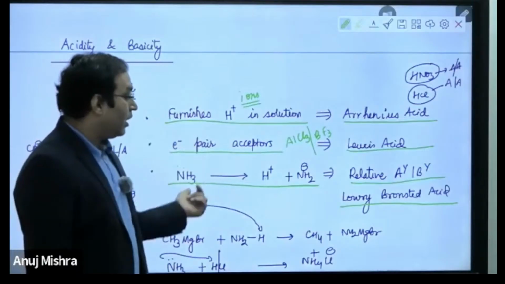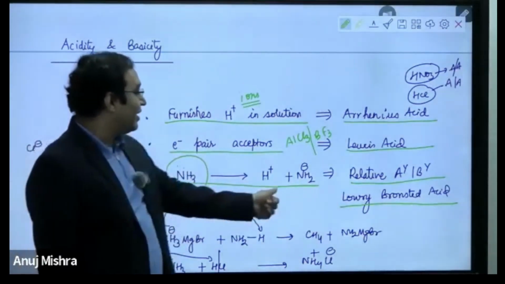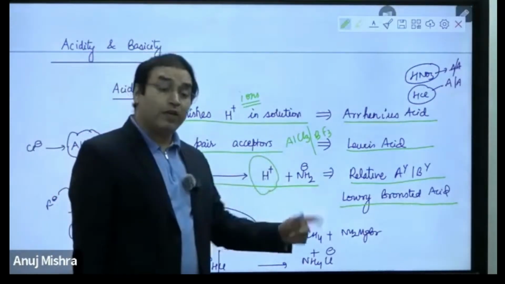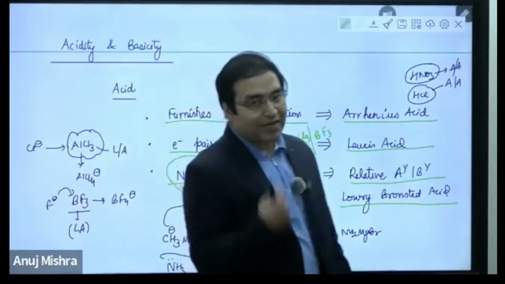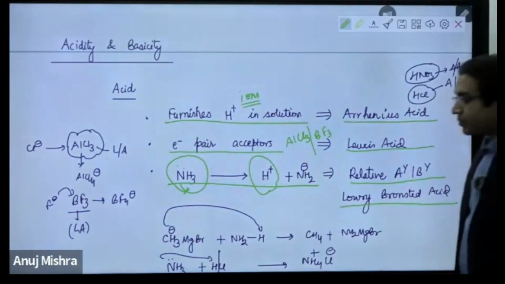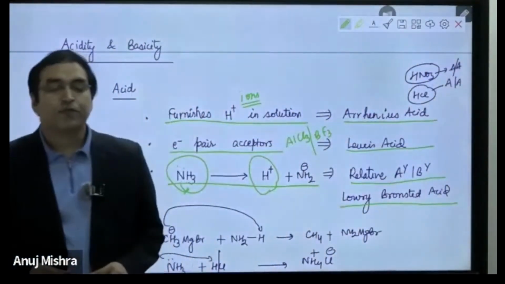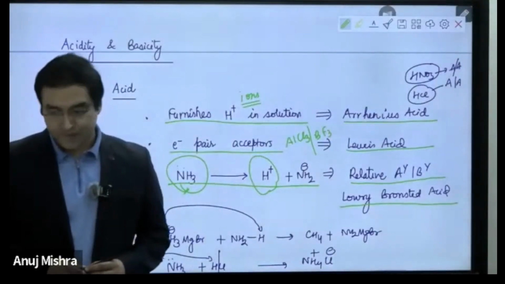Third, relative acidity and basicity. The same ammonia, which is a base, is acting as an acid in the presence of an even stronger thing which can take its H plus. That's called Lowry-Bronsted acid, in this case NH3. Is that okay?